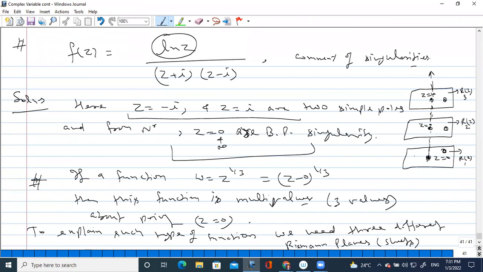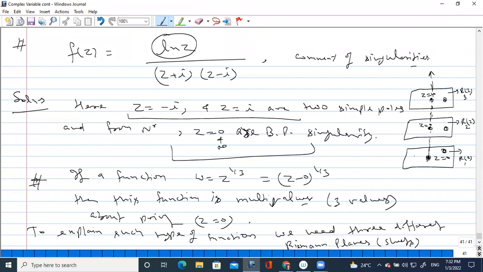Power half, power 1/3, power 1/5 will give you different values. So suppose it is power 1/5, then I will require five Riemann sheets to explain such a function. If it is power 1/2, then I require two sheets. Both sheets are different values of Fz or this function omega. But if you put Z equal to zero, it will touch this pillar, and this pillar is a zero line. You can think like this.